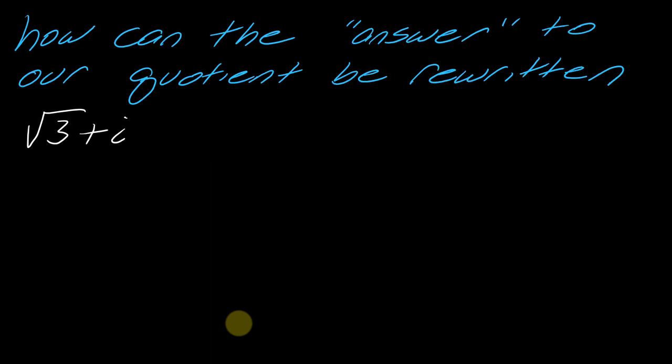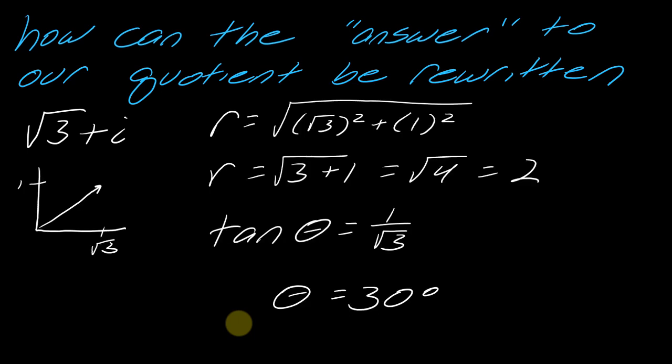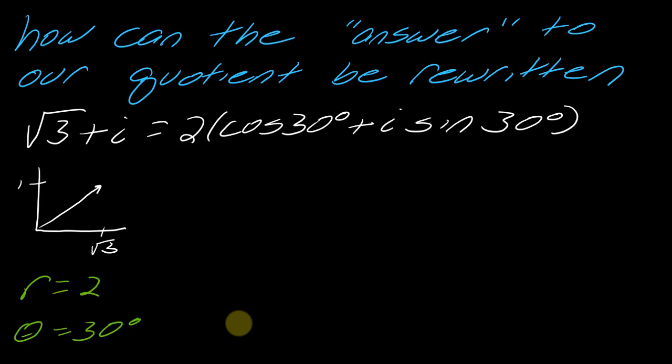Okay. So now I want to think back to our actual quotient. How can I rewrite this answer? Let's rewrite it in trigonometric form. Once again, I'll just show you the work for finding r and for finding theta. Just trust me, r is equal to 2, theta is equal to 30 degrees. And so here's the trigonometric form of my answer from earlier.